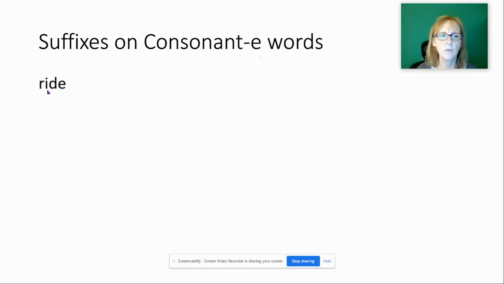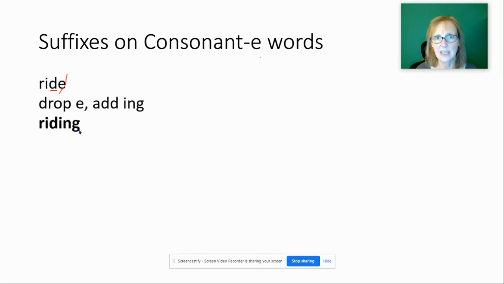So here we have the word ride. It's the same thing we've just been talking about, long I, followed by consonant, which is a D in this case, and then the silent E. In order to add an ending, we are going to drop the E and then add ing. So riding becomes R-I-D-I-N-G. We've dropped the E away from there.